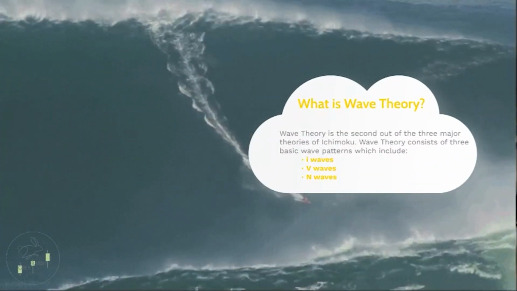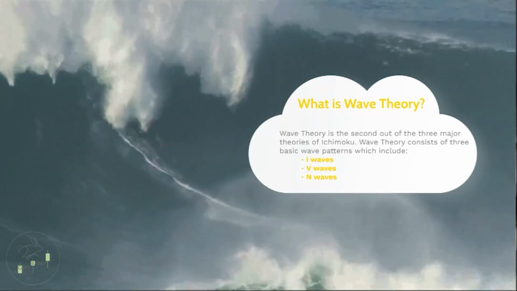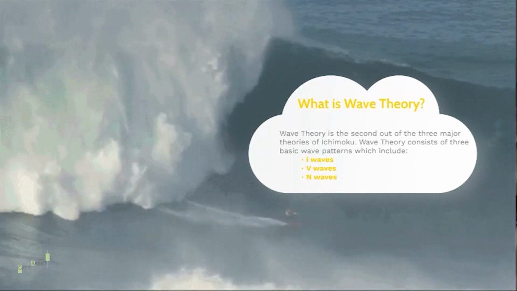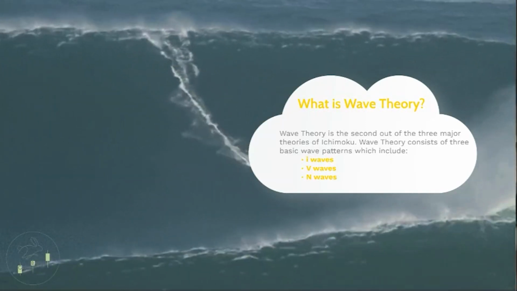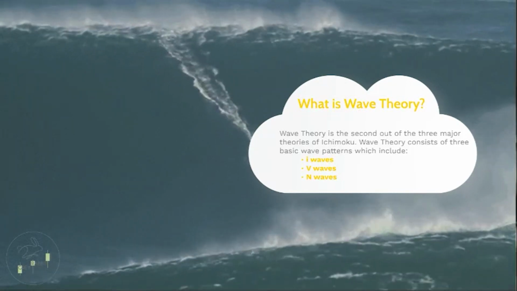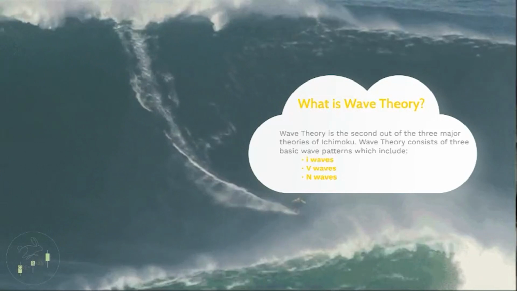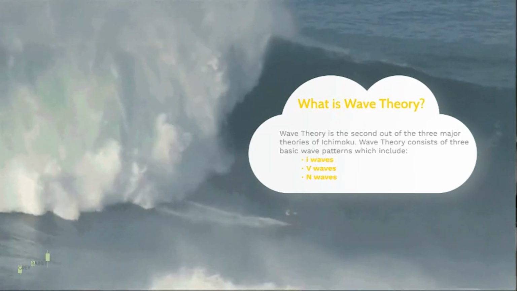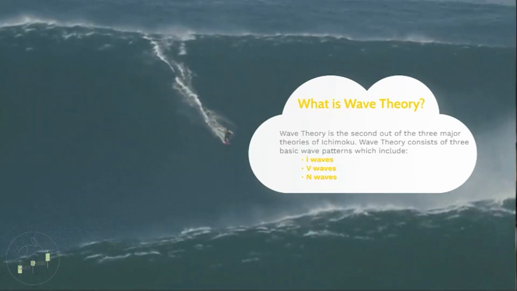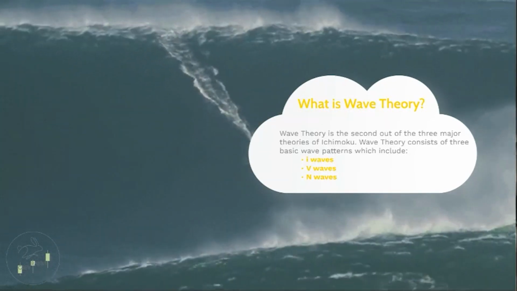As you remember from the previous parts of this series, the main theories of Ichimoku include time theory, wave theory, and target price theory. Wave theory is the second out of 3 major theories of Ichimoku. Wave theory consists of 3 basic wave patterns, which include I waves, V waves, and N waves. These waves are the basis of the Ichimoku wave theory and will always be included in all of our wave counts. Now let's take a look at the basic shapes of each wave.